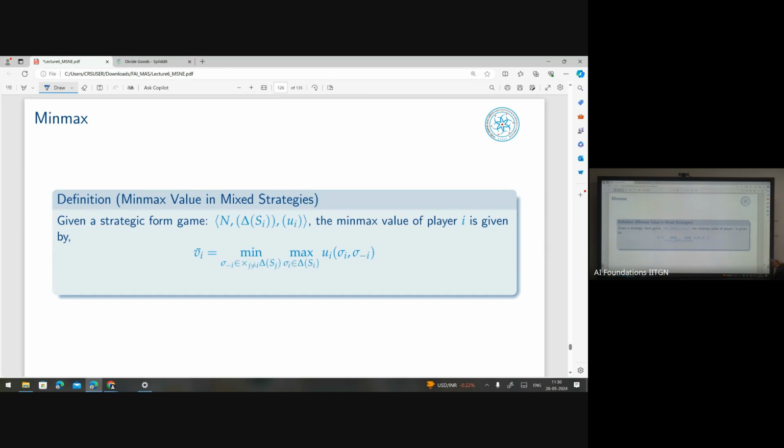Similarly, we have the other value, which is the min-max value, wherein we just reverse the order. This is the value that the other agent is trying to force on me. No matter how hard I try, I cannot do better than this. So if all the other agents together are playing a mixed strategy sigma minus i, what is the maximum that I can get? And all the other agents are together trying to minimize the maximum that I get. So that's the min-max value. And just like before, any strategy that guarantees me at least the min-max value is a min-max mixed strategy for the group.